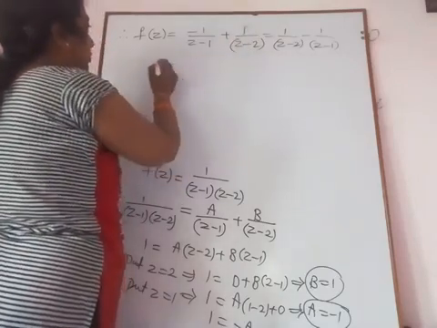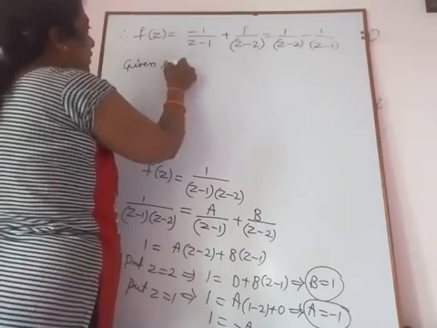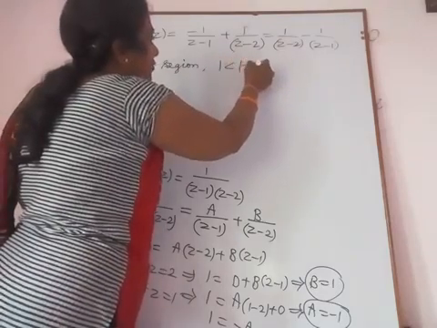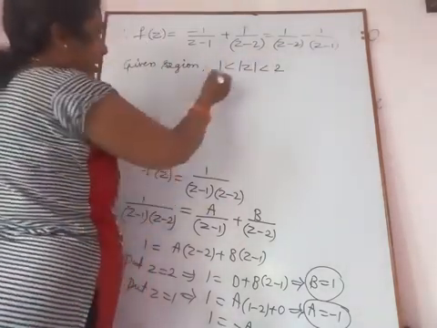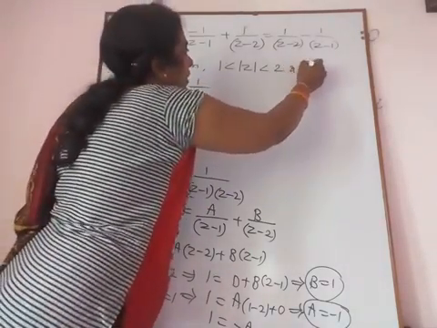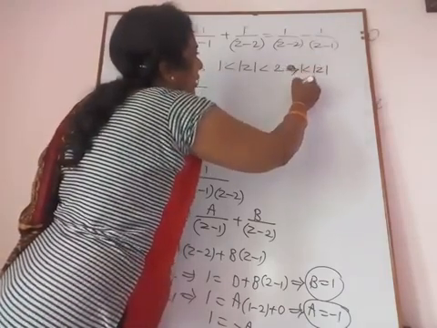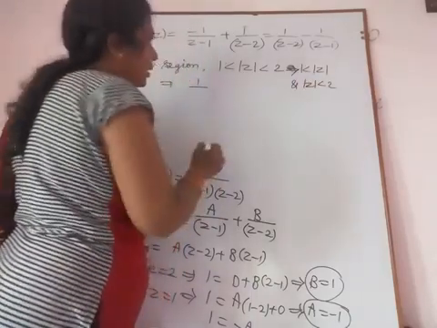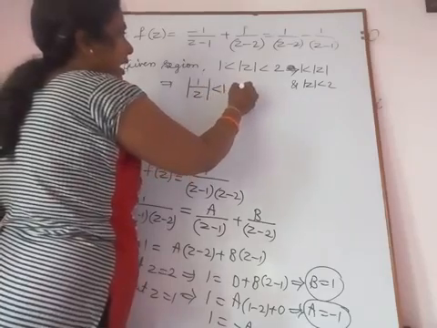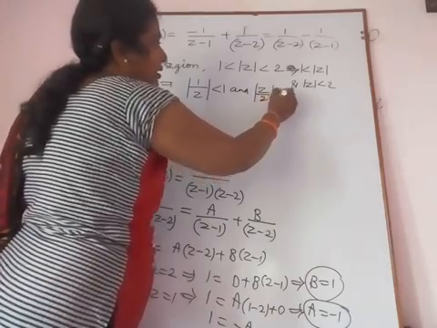Now, the given region is modulus 1 is less than modulus of z is less than 2. From this, 1 is less than modulus of z and mod z is less than 2. From the first case, 1 by mod z is less than 1, and this 2 is taken to the left side, mod z by 2 is less than 1.